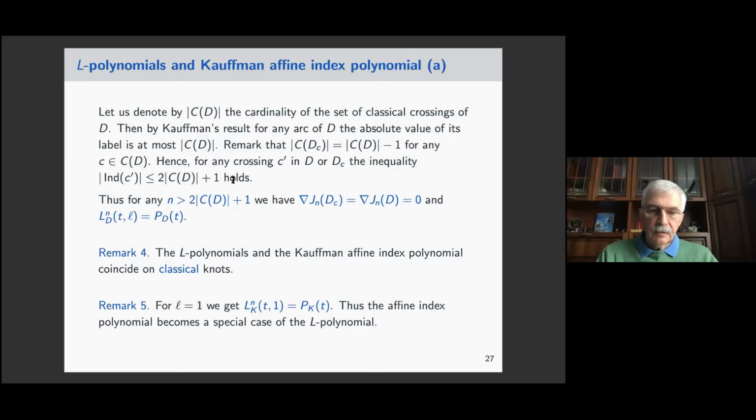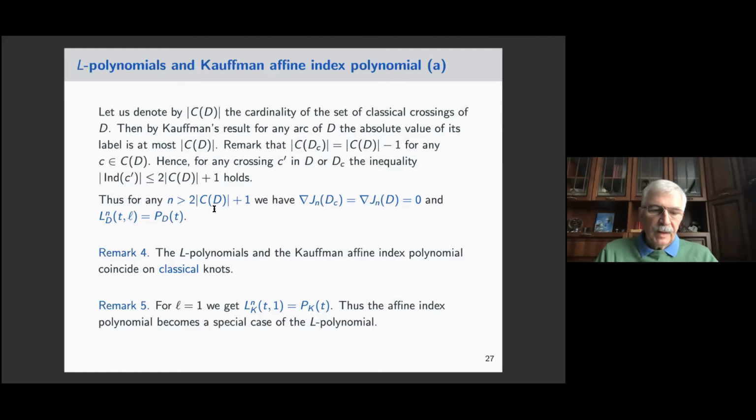using Kauffman's consideration, we can observe that the absolute values of labels which appear in our construction are at most the absolute value of the number of classical crossings. So we can estimate that if n is more than twice the cardinality of the set of classical crossings plus one, then all these terms are equal to zero. And it means from some n, which we can estimate, our L polynomial will always be equal to the affine index polynomial.